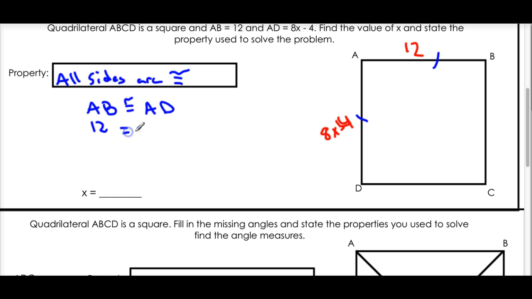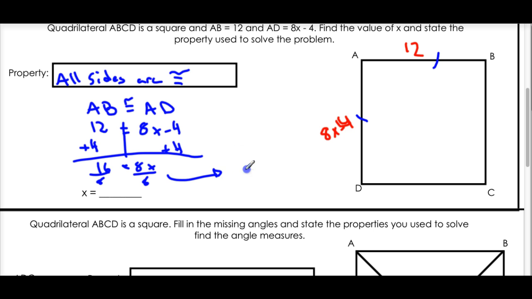AB is equal to 12, and AD is equal to 8x minus 4. We'll solve by adding 4 to both sides. We get 16 is equal to 8x. Divide both sides by 8, and we get x is equal to 2.